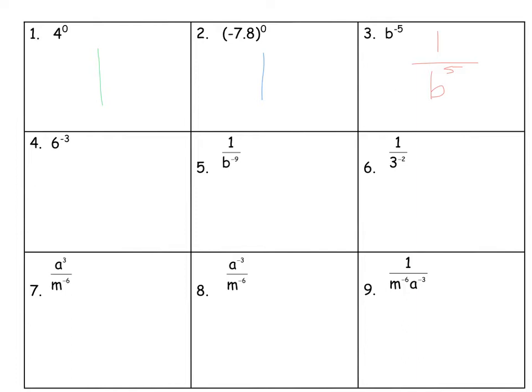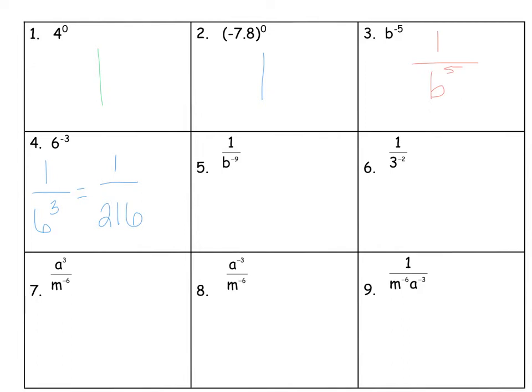In looking at the next one, we have 6 to the negative 3. We know that's going to be 1 over 6 to the positive 3. And we are asked to simplify these all the way, therefore we have to know that 6 to the positive 3 has a value of 216. So the simplified answer to this question is 1 over 216.